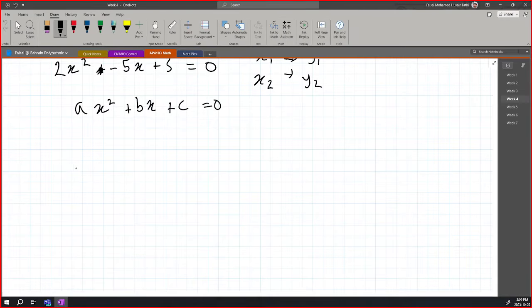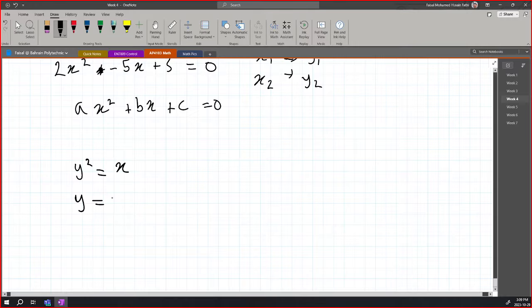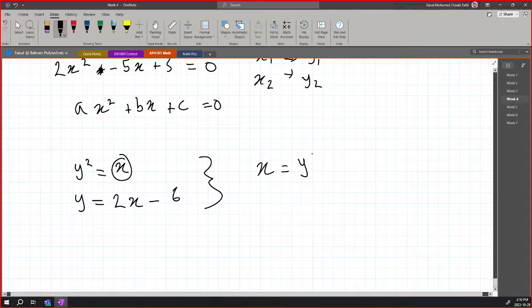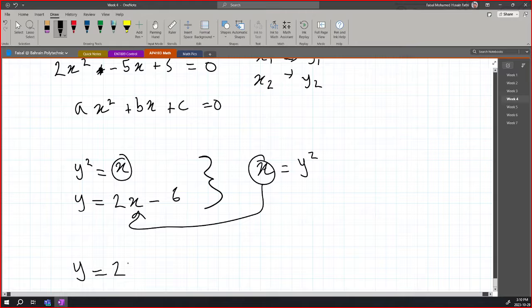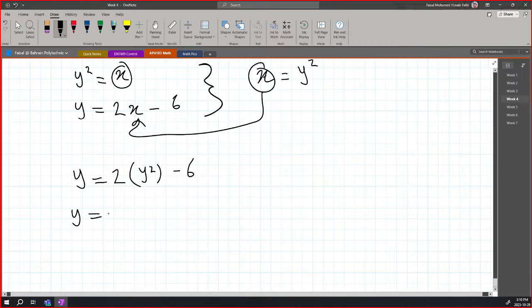Let me rewrite just the equations. y squared is equal to x, and we have y is equal to 2x minus 6. Okay, substitution method: we already have x is equal to y squared. Good, we substitute this x in equation 2. So y is equal to 2 times x, which is y squared, minus 6. If we simplify this, y is equal to 2y squared minus 6.